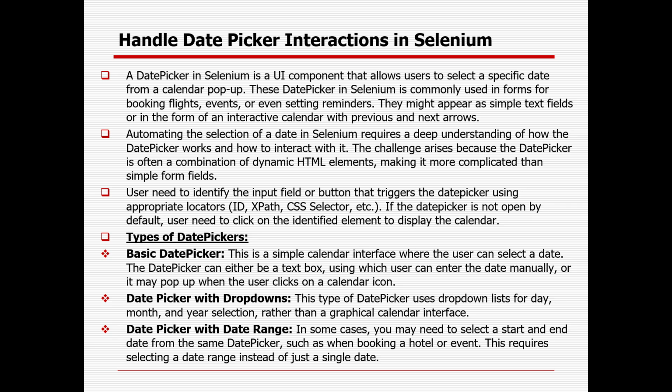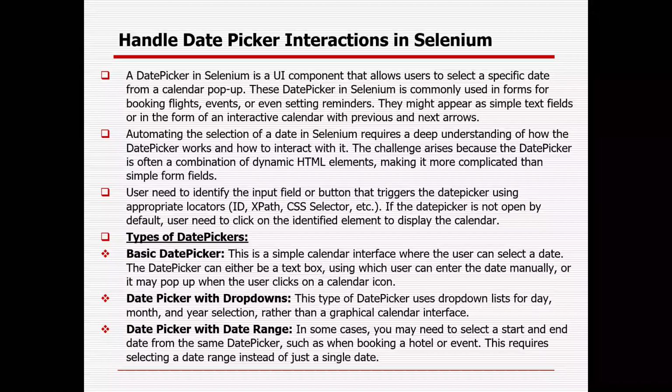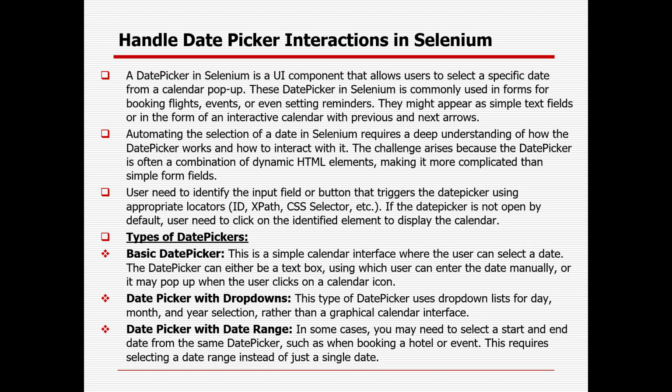If the date picker is not open by default, the user needs to click on the identified element to display the calendar. After that, they can select the required format from the date picker options. Maybe a year drop down, a month drop down, or from the date again you can select. After that, they can again select hour, minute, second, AM, PM format, whatever is required.